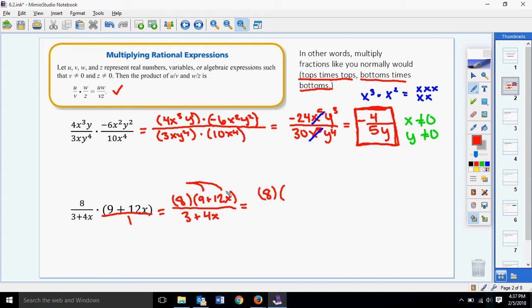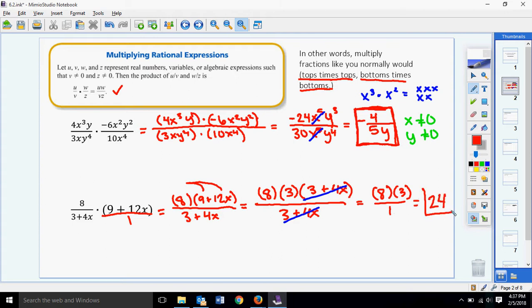And a common monomial between 9 and 12x, I could factor out a 3. So if I factor out a 3, then I'd be left with 3 plus 4x. This is awesome. Look at my denominator. I have a 3 plus 4x down there. So when I cancel, I simplify the 3 plus 4x, and I'm left with an 8 times 3 over 1. This simplifies to just 24.